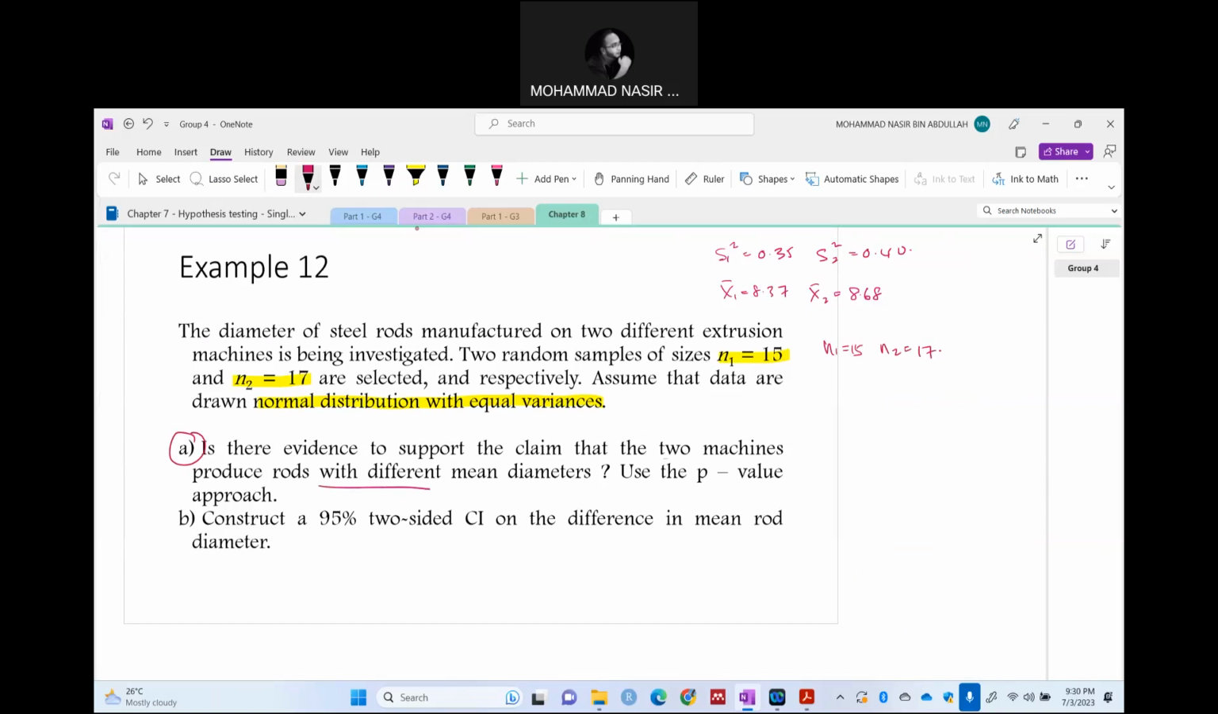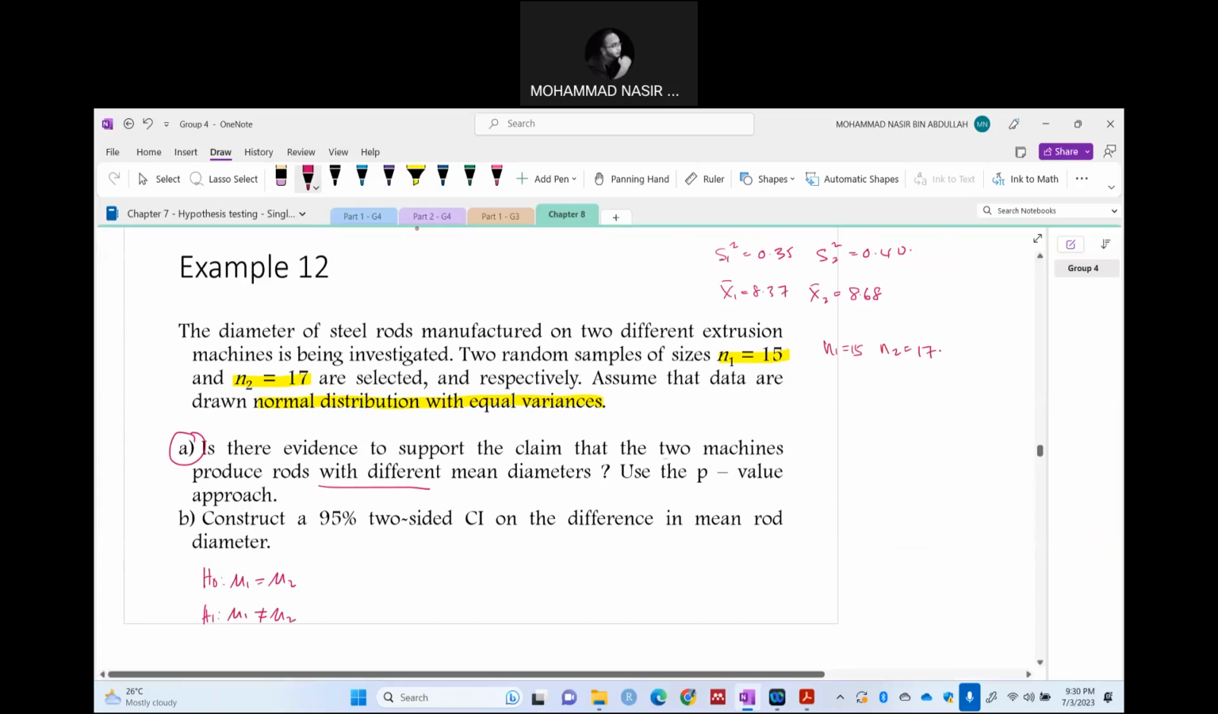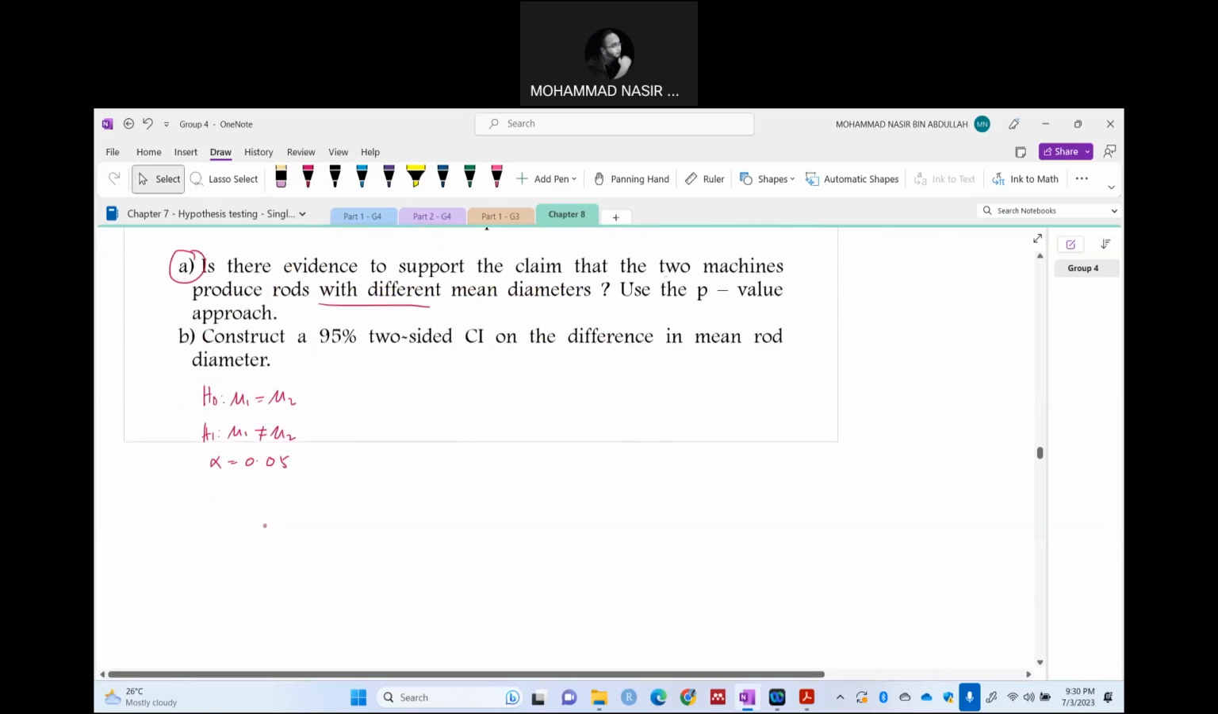So it asks us to use the p-value approach, right? Null hypothesis: mu1 equal to mu2. Alternative hypothesis: mu1 is not equal to mu2. Alpha equal to 0.05. Right? So then we need to calculate the test statistic.